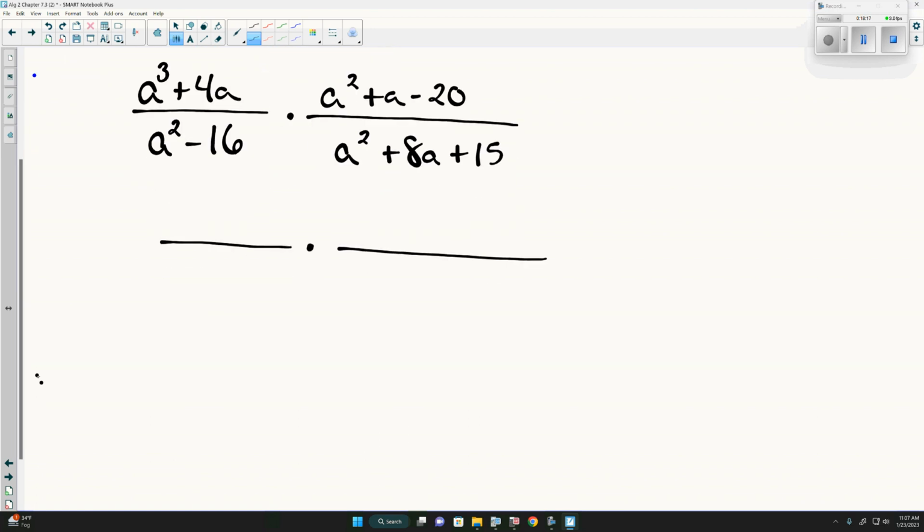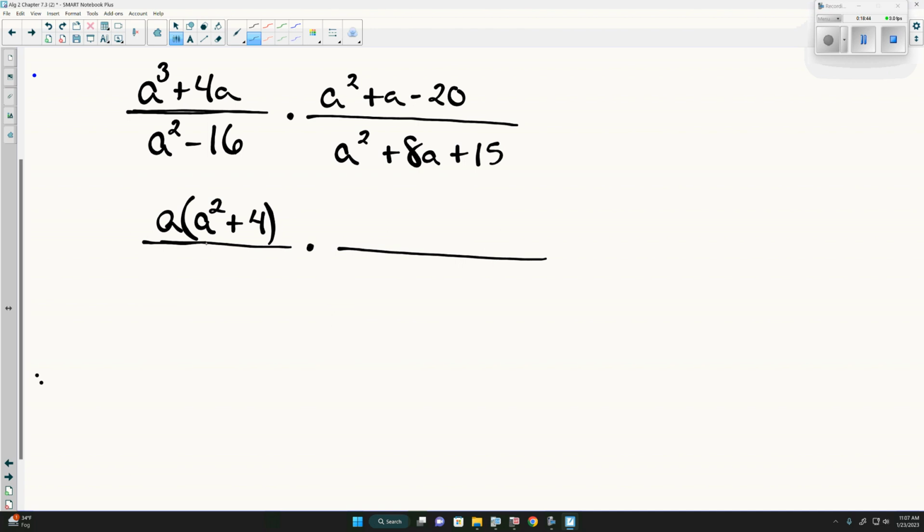Now, if we look at the numerator of our first one, a cubed plus 4a, is there a greatest common factor between a cubed and 4a? A. And we can factor it out. If I factor an a out of a cubed, we have a squared plus 4. And that's all we can do with that one there for now.